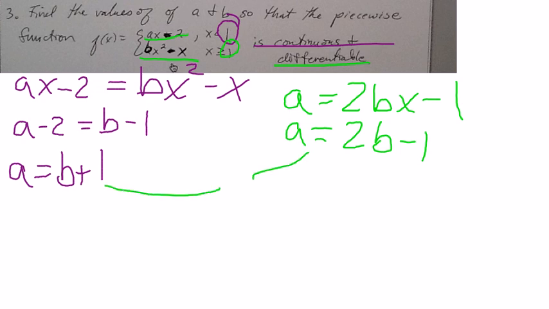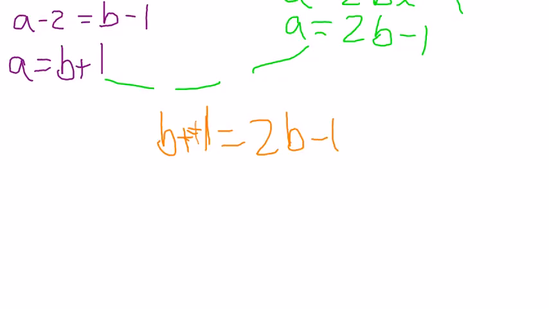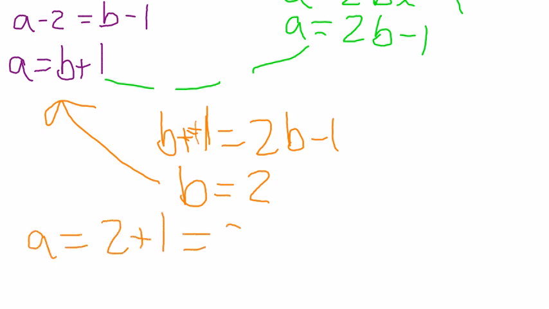So I can set them equal to each other, substitute one in for the other, and get b plus 1 equals 2b minus 1. And I can simplify this further and solve for b to get b equals 2. And now I need to substitute this back in to one of my equations. If b equals 2, then a equals 2 plus 1 is 3. And now I can substitute these values back into my piecewise function to complete it.